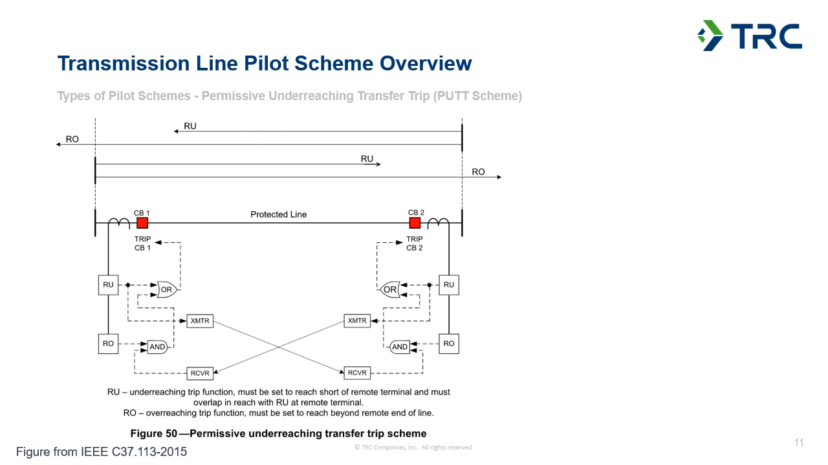A variation of the permissive overreaching transfer trip scheme is the permissive underreaching transfer trip scheme, or PUTT scheme. So it operates on a very similar principle as far as one terminal sees a fault and provides a permissive signal to the remote terminal, indicating that that terminal has permission to trip high speed for that fault. But rather than using an overreaching element for that, it is going to use an underreaching element.